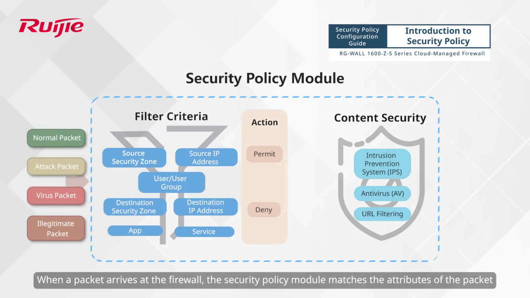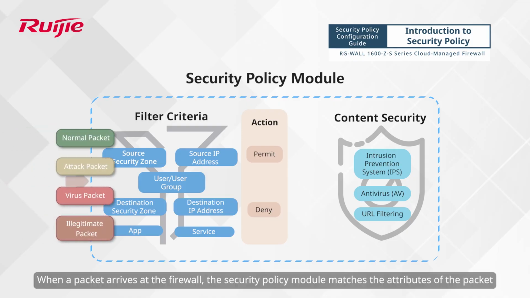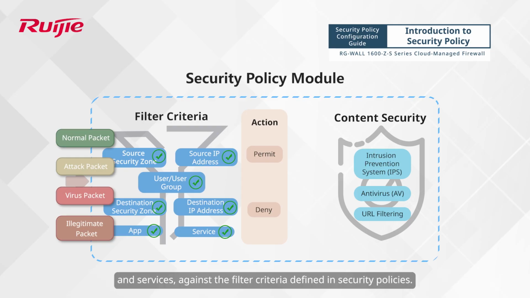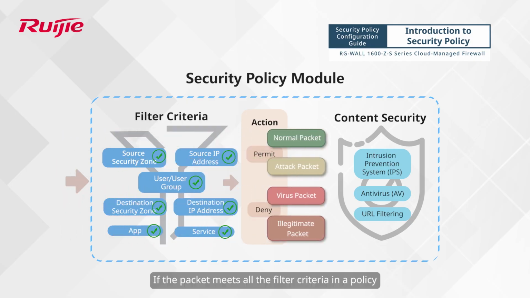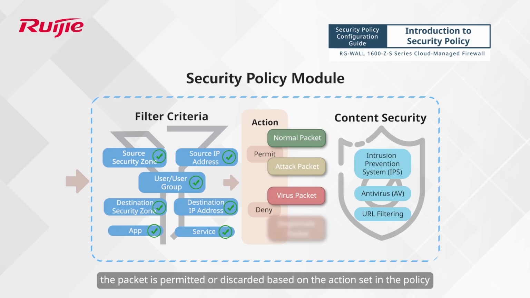When a packet arrives at the firewall, the security policy module matches the attributes of the packet, such as the source and destination security zones, source and destination IP addresses, applications, and services, against the filter criteria defined in security policies. If the packet meets all the filter criteria in a policy, the packet is permitted or discarded based on the action set in the policy.